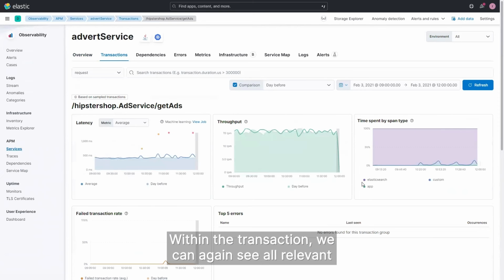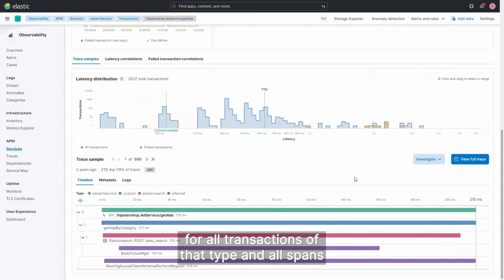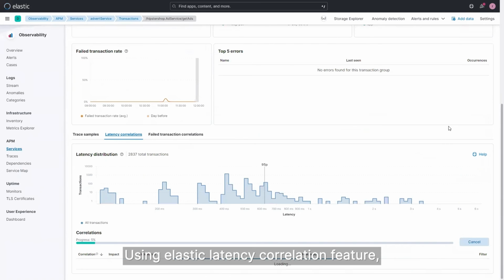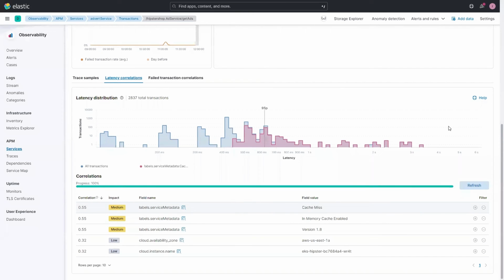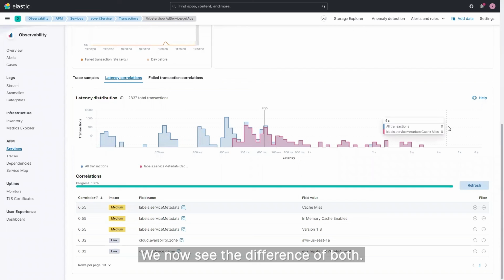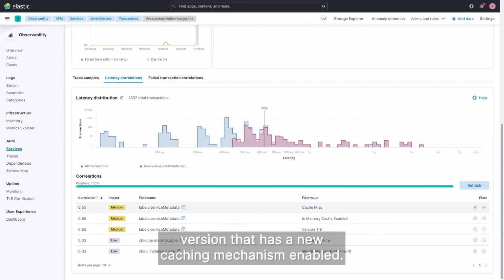Within the transaction, we can again see all relevant metrics as well as the latency distribution for all transactions of that type and all spans that are part of the observed transaction. Using Elastic's latency correlation feature, we can compare the slow-running transactions against the normal ones. We now see the difference of both. It seems that the slow transactions are served by a newer version that has a new caching mechanism enabled. That's enough insight to let the developers fix the issue.